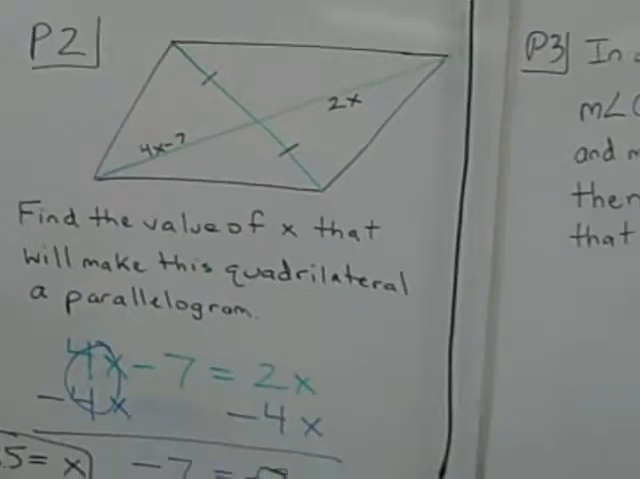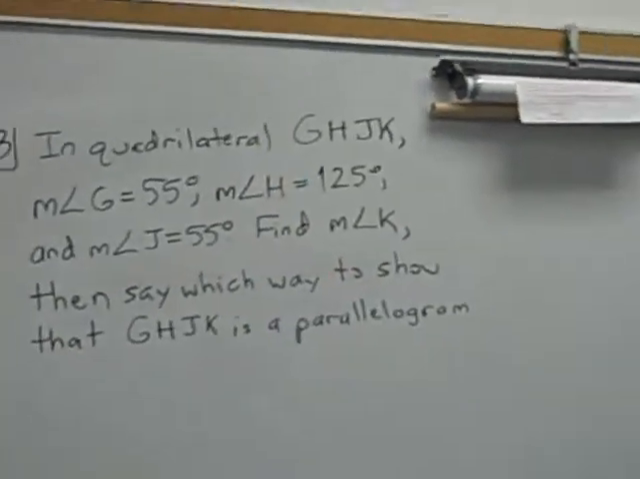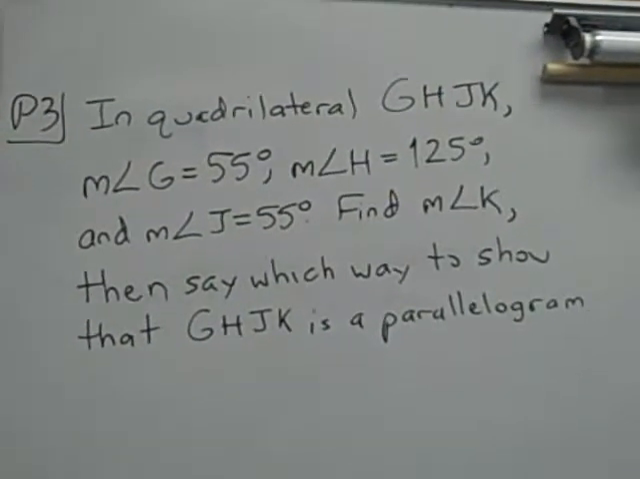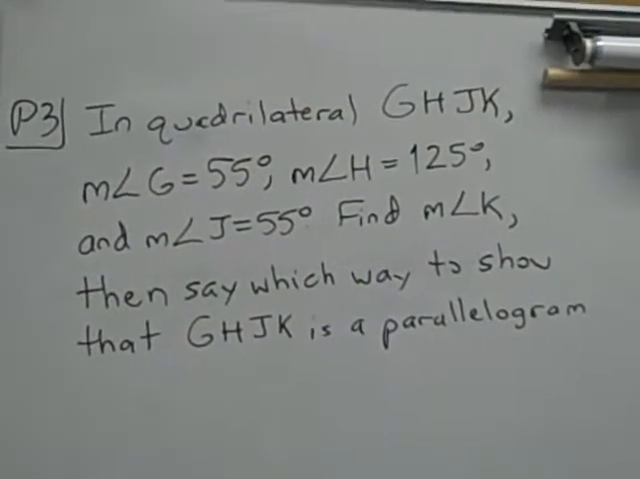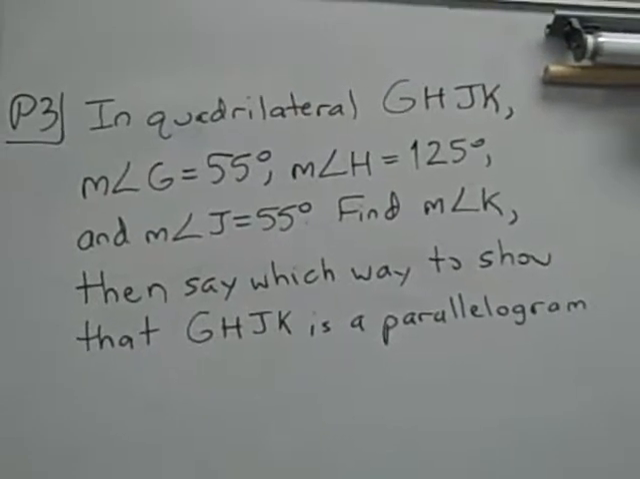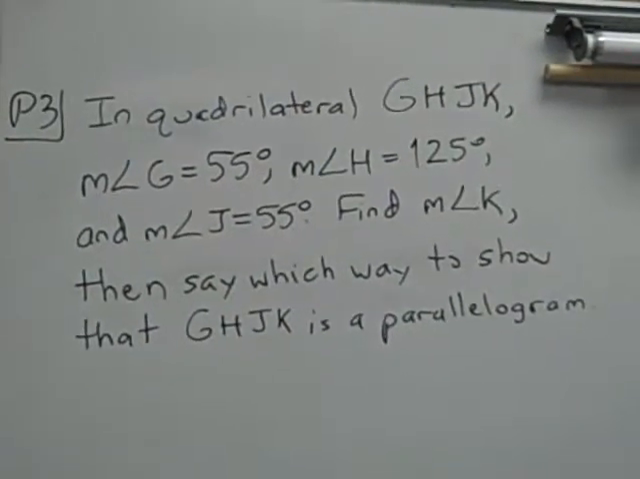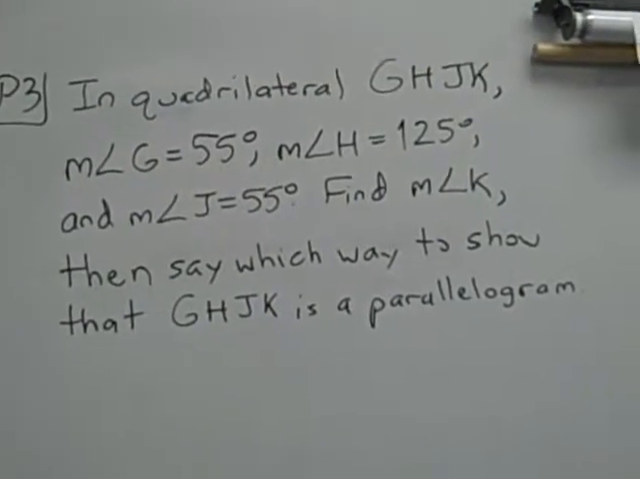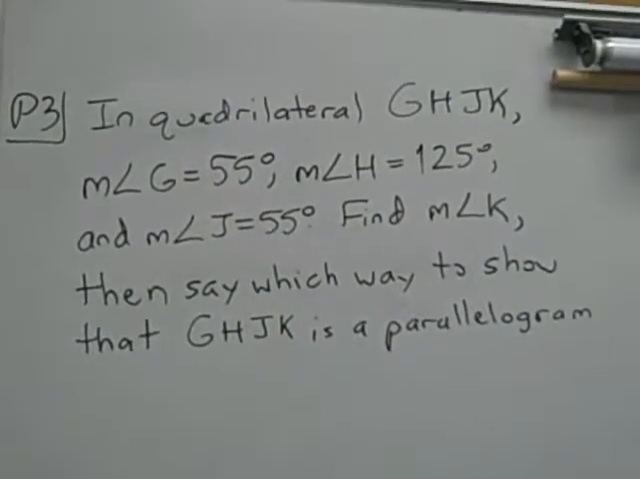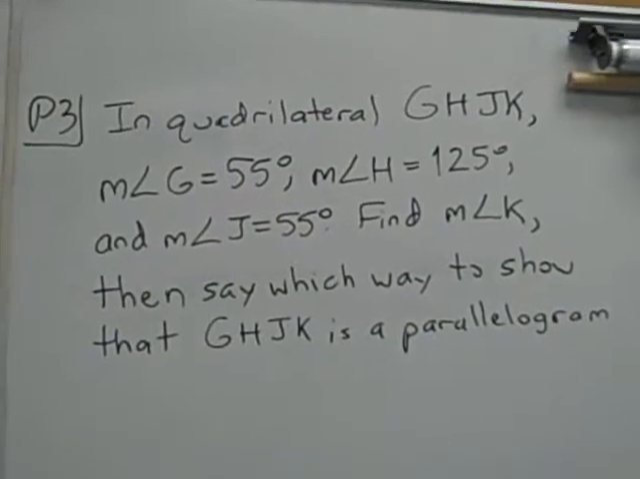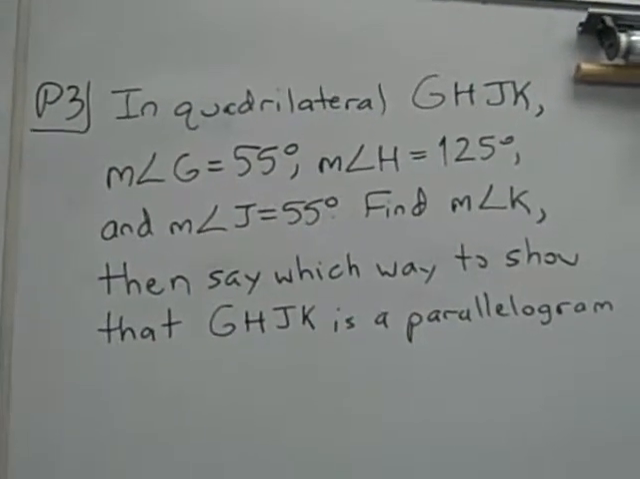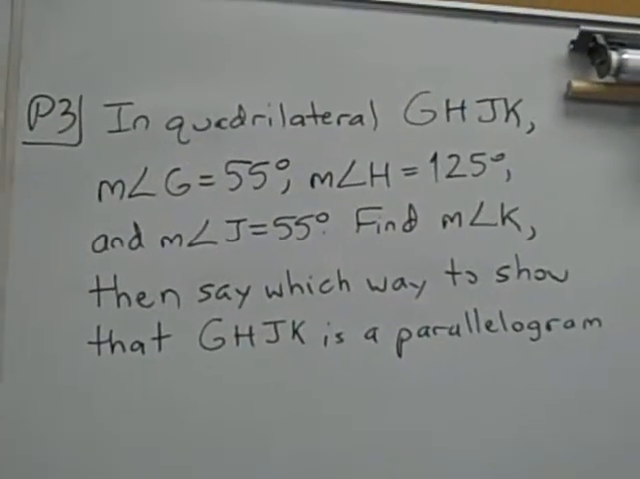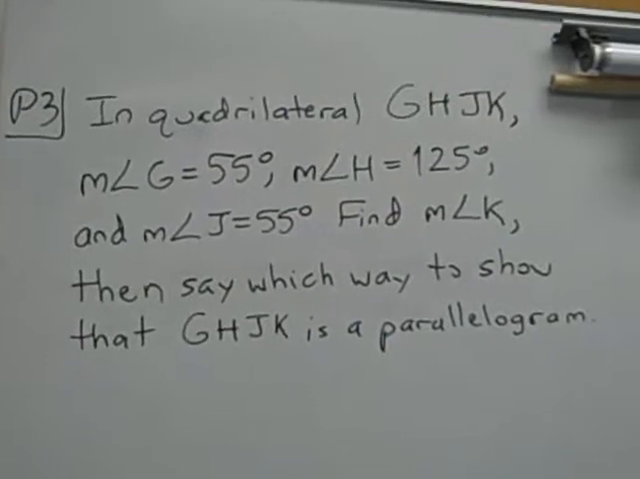Okay? All right, let's go to number 3. Number 3 is kind of a wordy statement, so I'll give you a moment to write it down. And I'll read it aloud as you're trying to write it down. In quadrilateral GHJK, the measure of angle G is 55 degrees. The measure of angle H is 125 degrees. And the measure of angle J is 55 degrees. We need to find the measure of angle K, then say which way to show that GHJK is indeed a parallelogram.